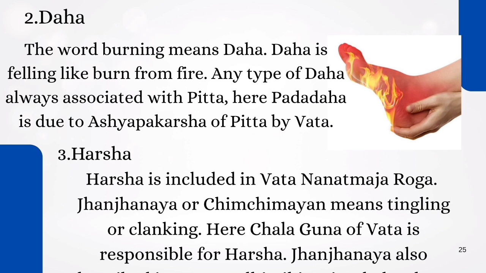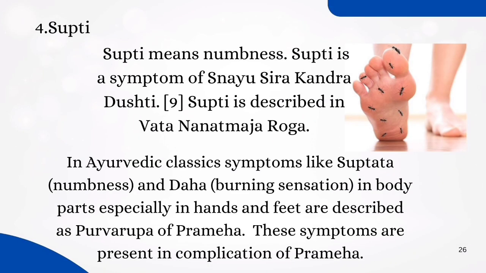Harsha. Harsha is included in the Vata Nanatmaja Roga. Chinchimayana means tingling. Here, Chala Guna of Vata is responsible for Harsha. Supti. Supti means numbness. Supti is a symptom of Snayu Sira Kandara Dushti. Supti is described in the Vata Nanatmaja Roga.